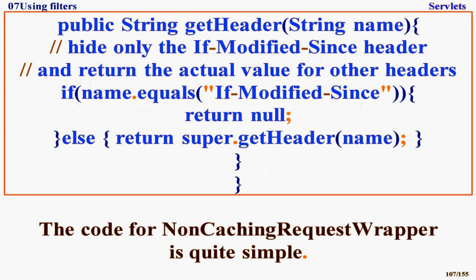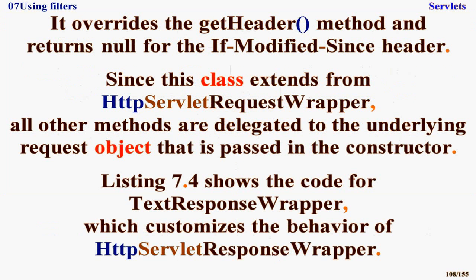public String getHeader(String name) { // Hide only the If-Modified-Since header and return the actual value for other headers. if (name.equals("If-Modified-Since")) return null; else return super.getHeader(name); } The code for NonCachingRequestWrapper is quite simple. It overrides the getHeader method and returns null for the If-Modified-Since header. Since this class extends from HttpServletRequestWrapper, all other methods are delegated to the underlying request object that is passed in the constructor.